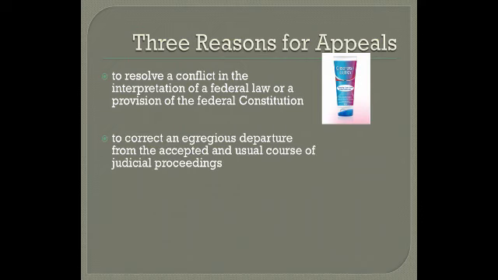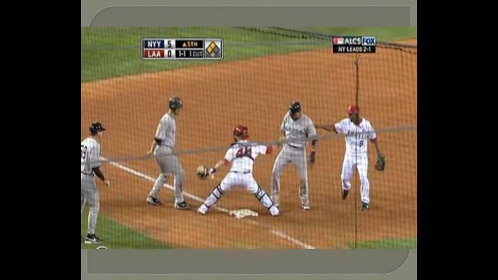Second, and I'll just read the exact wording and then I'll explain it. To correct an egregious departure from the accepted and usual course of judicial proceedings. In other words, if there is a terrible, terrible, terrible mistake made in the courts somehow, some way, the United States Supreme Court may look at it.